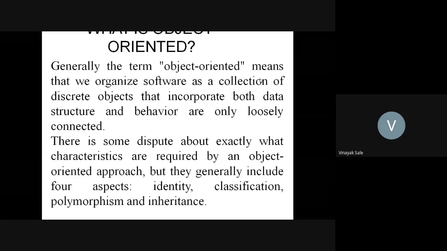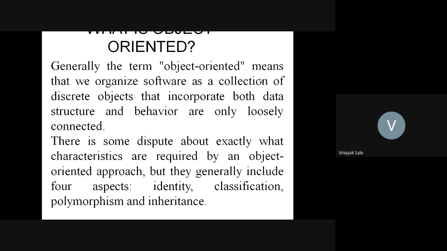So what is object oriented? Object oriented means we organize software as a collection of discrete objects that incorporate both data structure and behavior. There is some dispute about exactly which characteristics are required by an object-oriented approach, but they generally include four aspects: identity, classification, polymorphism, inheritance.